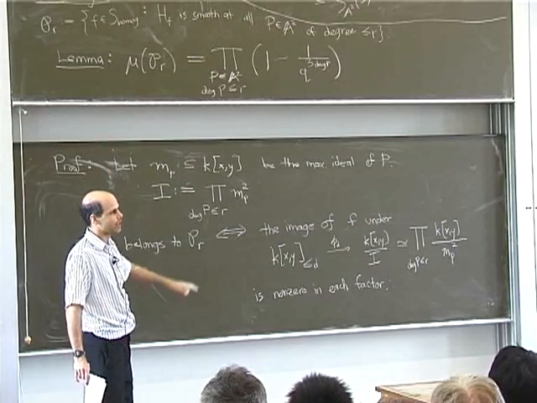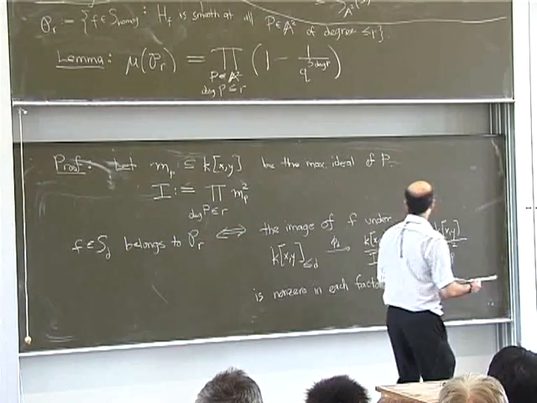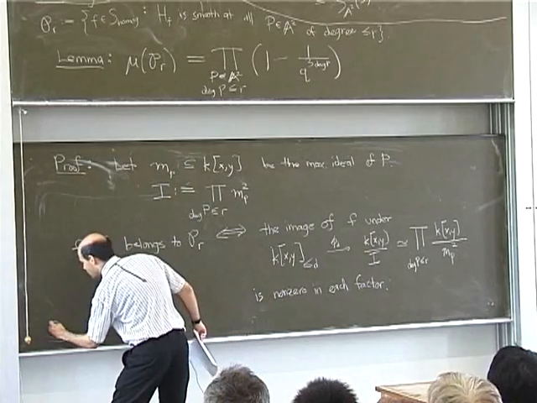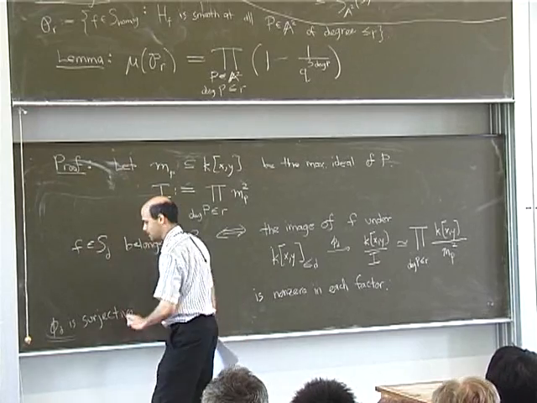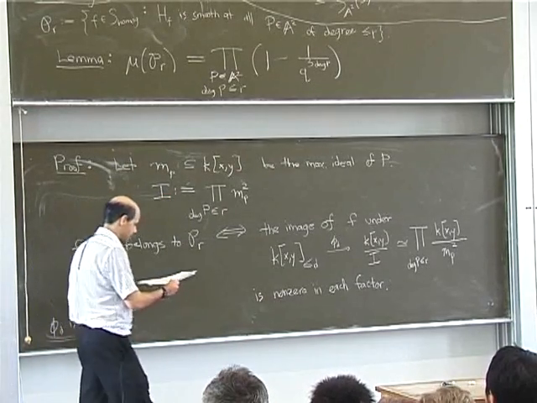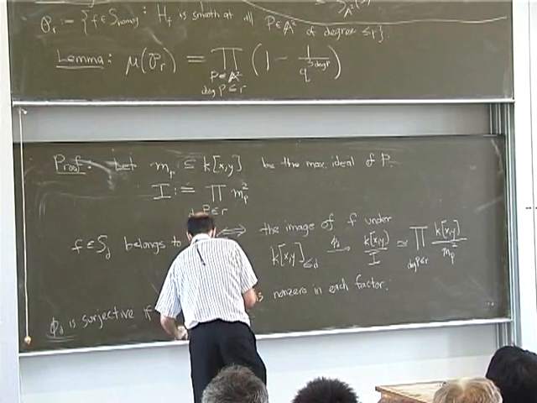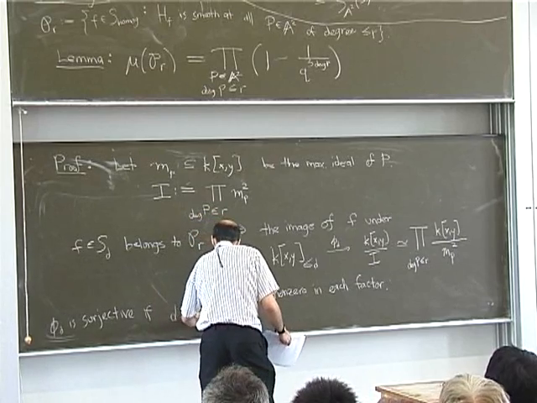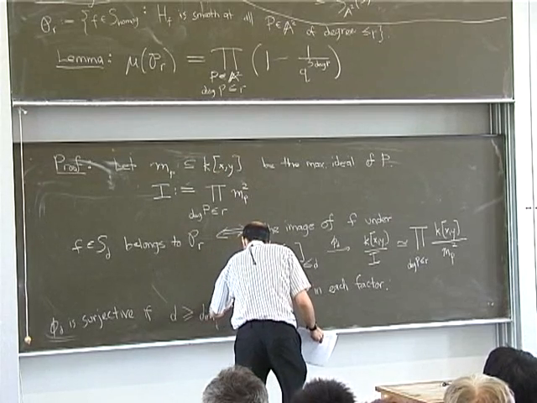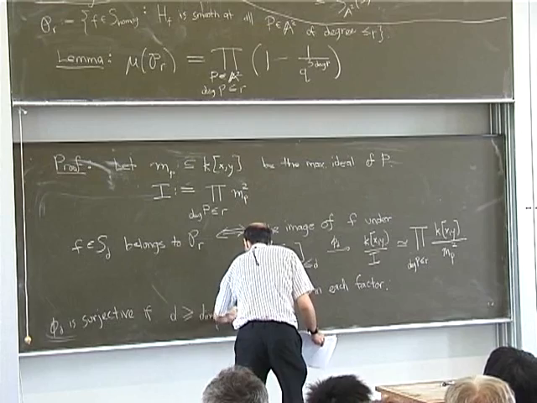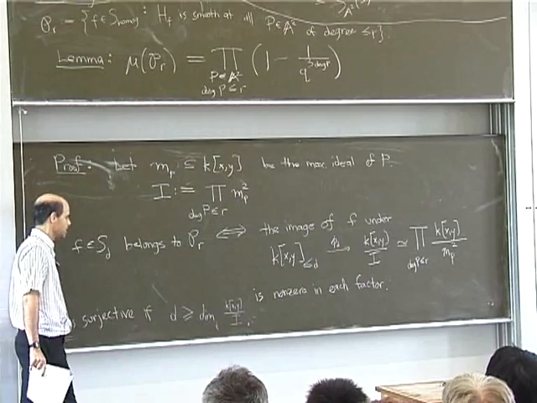For when I deal with points of higher degree, I'll need to make this a little more refined. So what you can actually say is that phi D is surjective. I want to quantify how large D has to be in order for this to be surjective. So it is surjective if D is large, and in fact, it's already good enough to take D greater than or equal to the codimension of I as a vector space. So in fact, you can do with one less. So what's the reason for this?